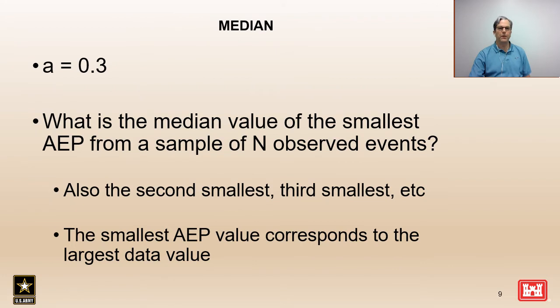The median plotting position formula has an A parameter equal to 0.3, and it answers a question similar to the Weibull plotting position formula, except in this case we are now asking what is the median value of the smallest annual exceedance probability drawn from a sample of n observed events. And again, remember that the smallest AEP value will correspond to the largest observed event.